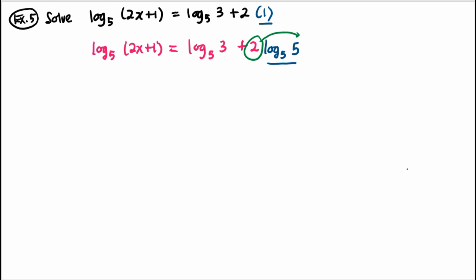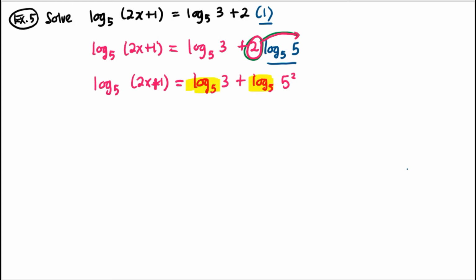So we will have log base 5 of 2x plus 1 equal to log base 5 of 3 plus log base 5 of 5 to the power of 2, because the 2 has gone to this power. Now I want to combine the logs, because we have one log on the left side but two logs on the right side. Therefore, we have to combine the two logs.